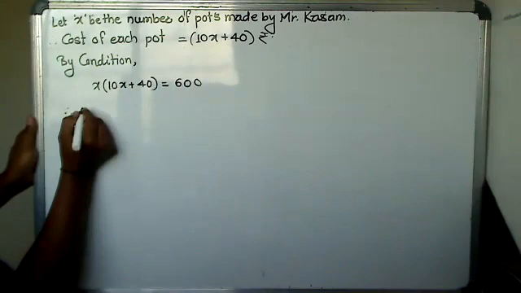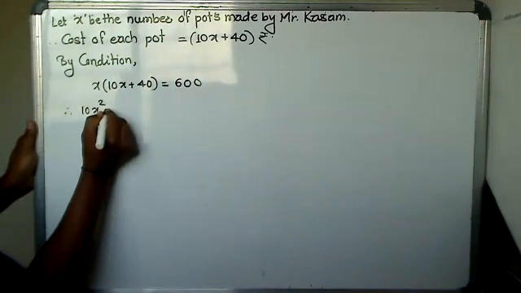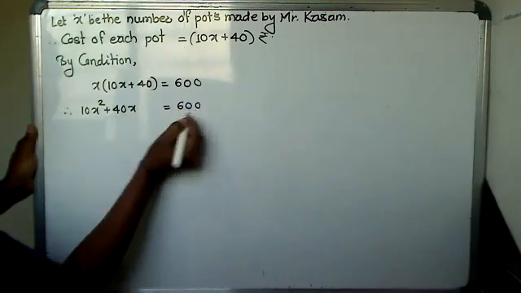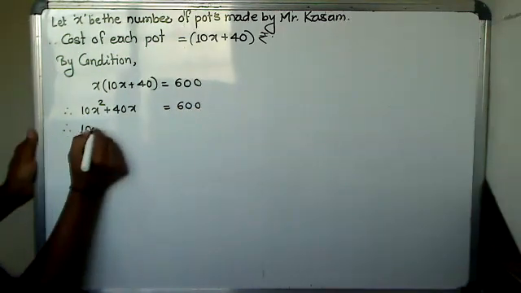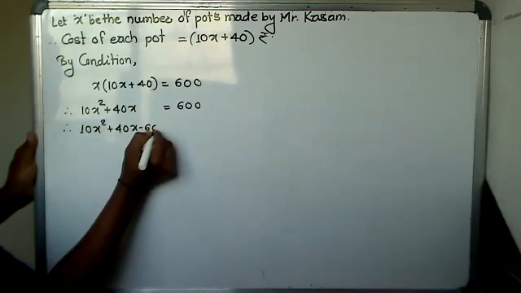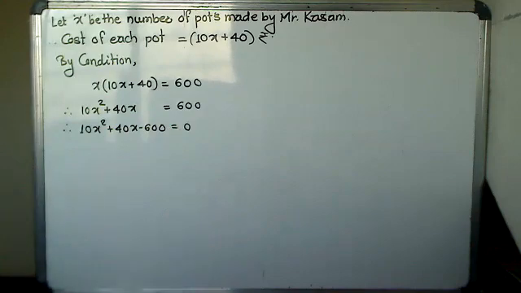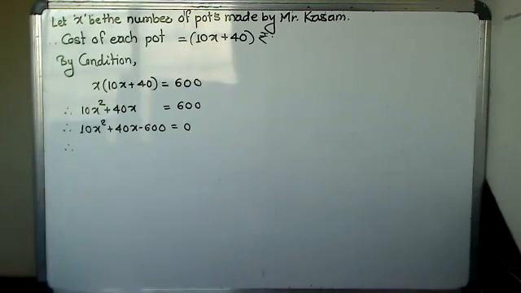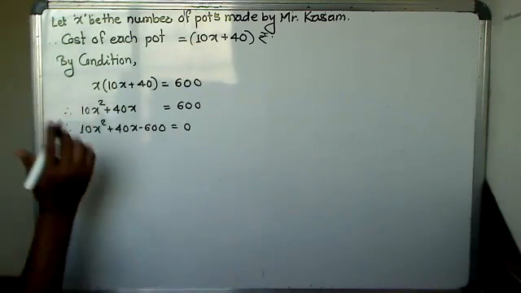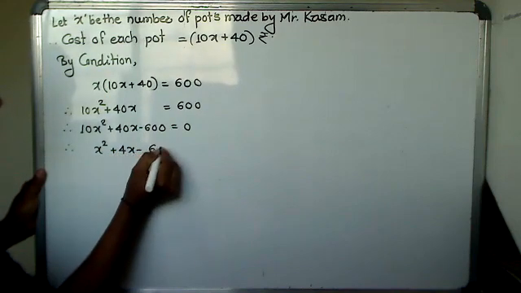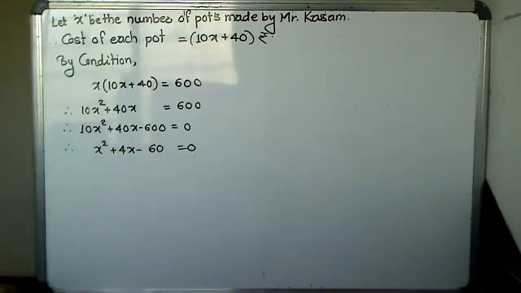So therefore 10x square plus 40x is equal to 600. So 10x square plus 40x minus 600 is equal to 0. All the numbers are divisible by 10, so I am dividing all the terms in this equation by 10. We can cancel the 0. So x square plus 4x minus 60 is equal to 0.